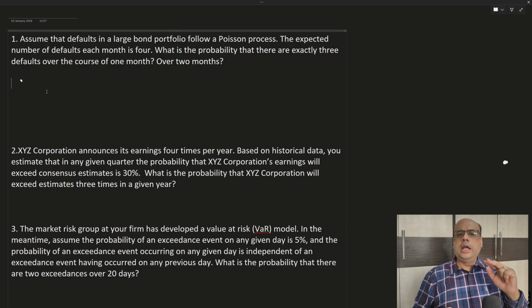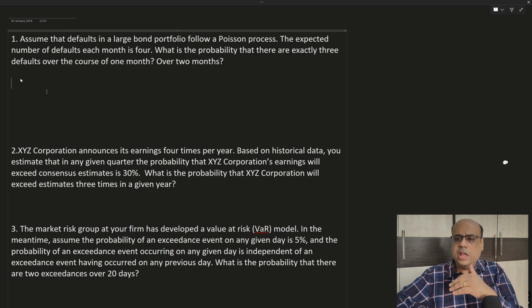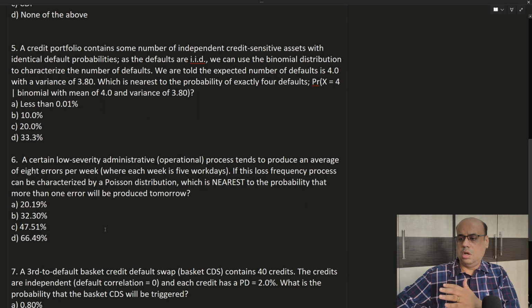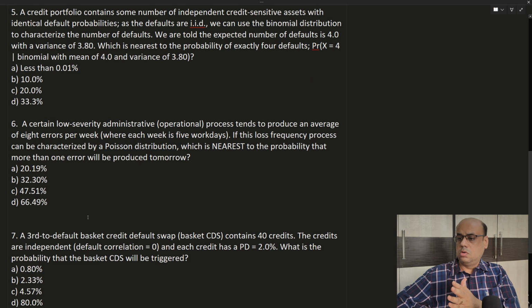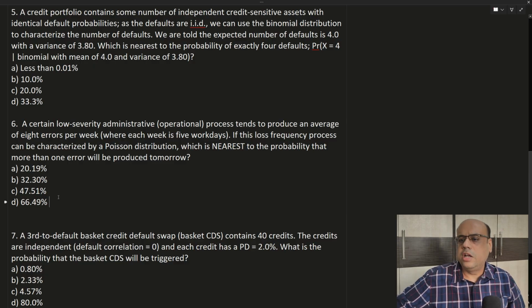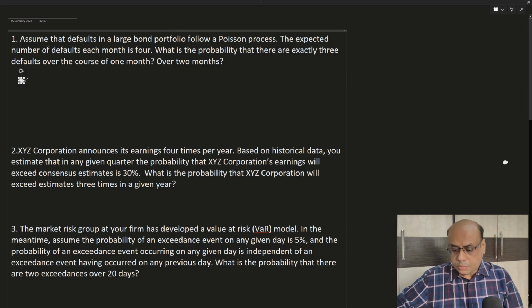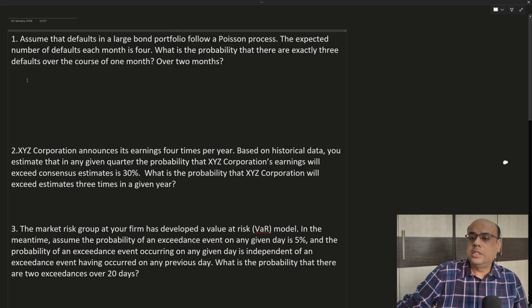For Poisson, either it will be something very straightforward like this, the first question, and there will be one variation also that we will discuss. It is somewhere here around number 6. So this is also a small variant of the first. So let's start with the first. Now what it is saying.